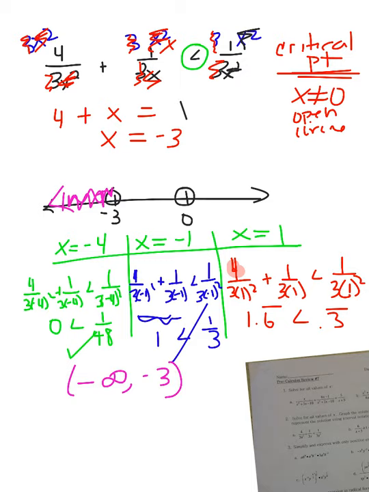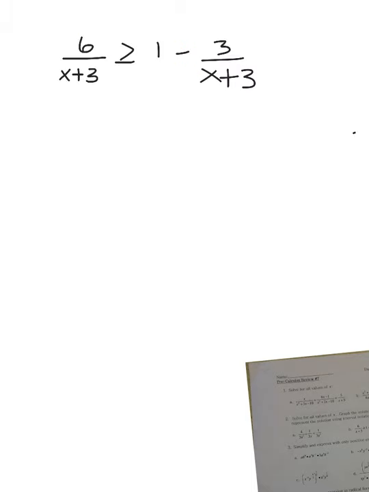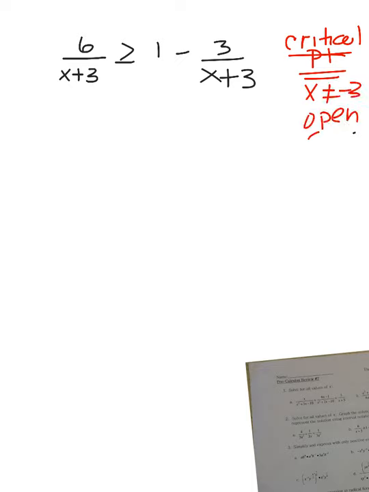Okay, so let's take a look at 2b. Same thing. We first want to find the critical point, which is x cannot be equal to negative 3. Remember, that's an open circle. Now I want to get the denominators to be 1. So I have to multiply everything by x plus 3. Don't forget that 1 in the middle.